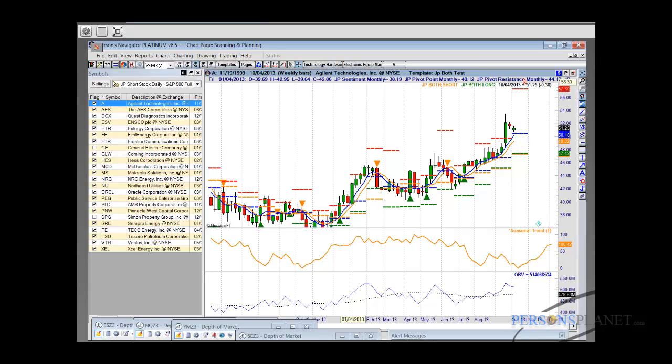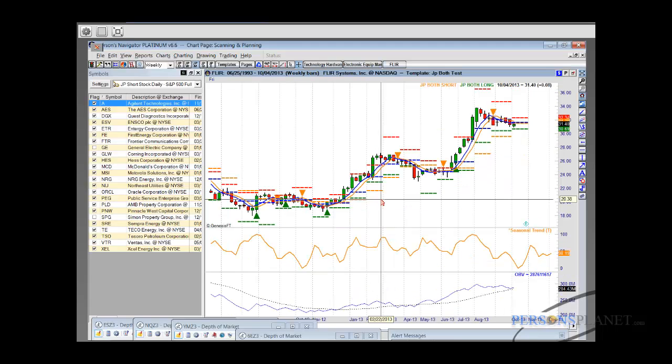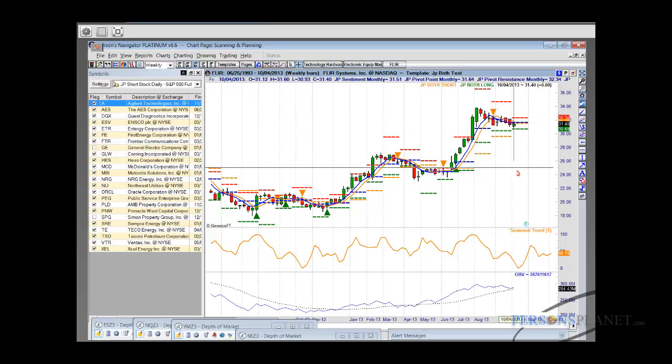So there's a few names that we want to pay attention to in this space: technology, hardware, electronic equipment, Agilent. These are some of the top names in that space that we'll be focusing in on. I think FLIR Systems is another one. It has a very similar pattern. Look at that, went straight up, and now look at this small little pullback.